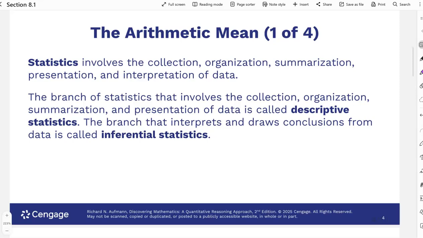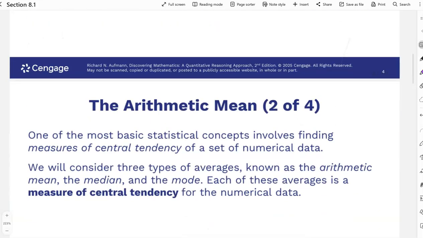Descriptive statistics is the statistics that describes things. It's the collection of data, the organization, and then summarizing it and presenting it. So we start out with descriptive statistics, and then we can branch off and interpret things about the data, and that leads into inferential statistics.